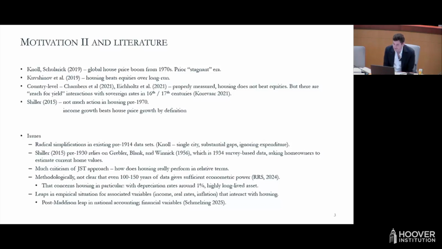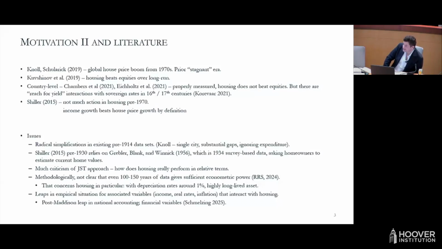Housing has a depreciation rate of, call it, 1% or so. There are papers that say if you have a well-maintained house, the depreciation rate is well below 1% per year. So housing is a long-lived asset, and for these repeat sale indices especially, it should be very valuable to construct long-run time series, given the longevity of housing as an individual asset.